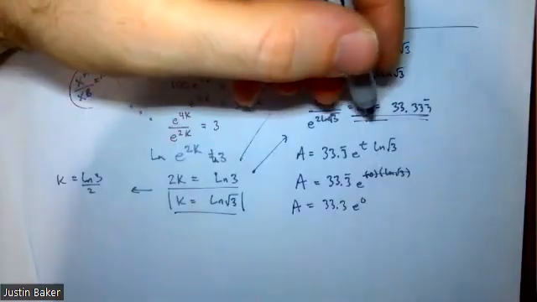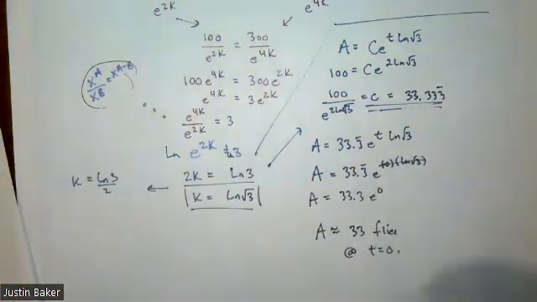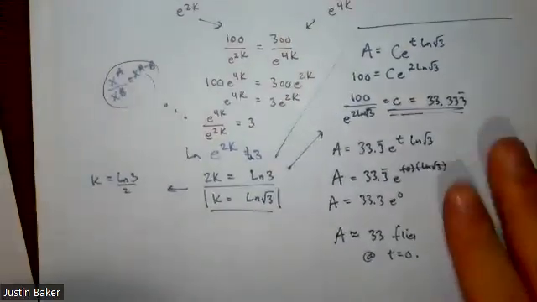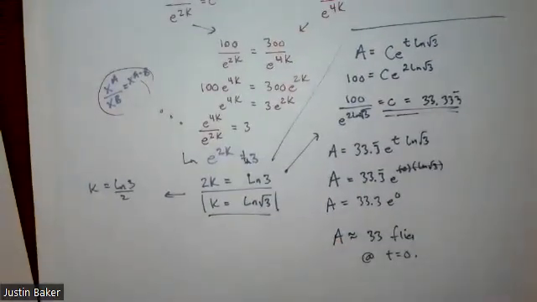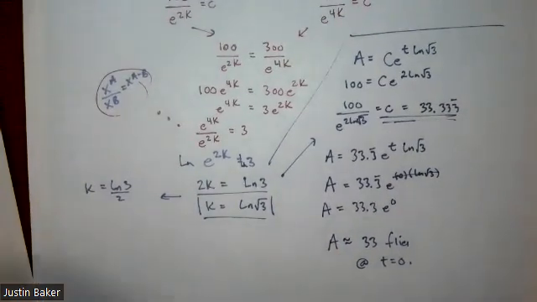So this is A is equal to 33.3 e to the 0. e to the 0 is equal to 1. So the answer to this question is A is approximately equal to 33 flies at t equals 0. Now I rounded to the nearest fly because you can't have a third of them. So that's how I came up with 33. Does anybody have any questions on that?